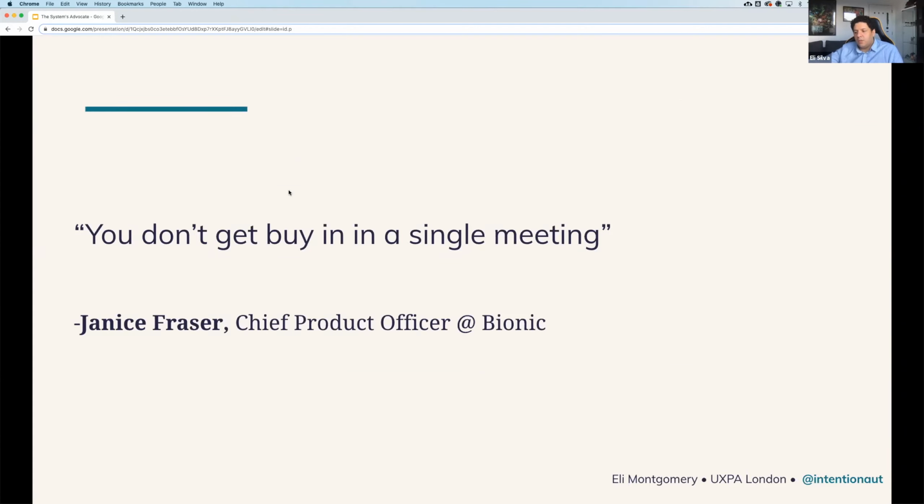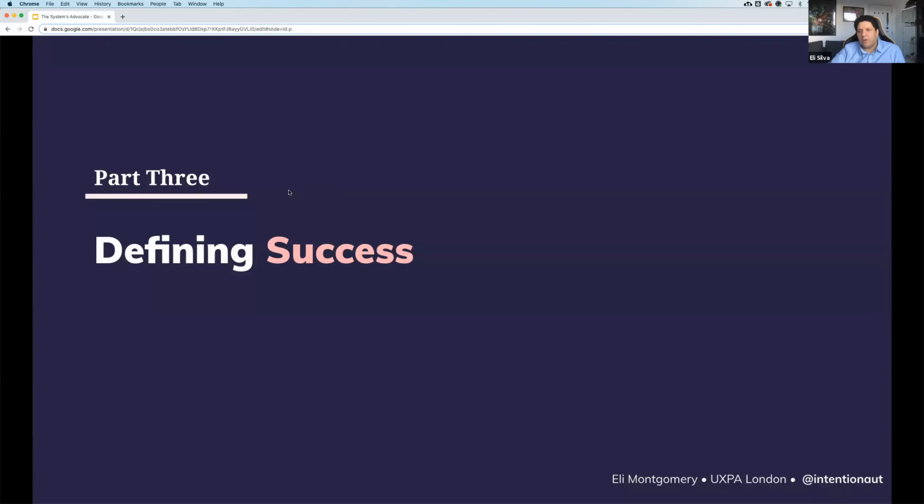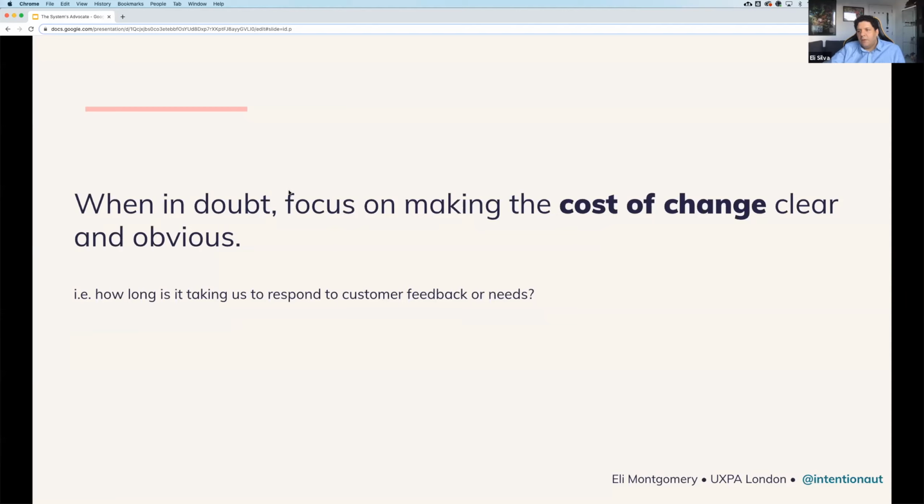And one of the things that we can do to improve our chances of success when trying to sell a design system is to really think about how you can create a shared understanding over time and really deepen the roots of that design system by casting a vision, which kind of takes us on to the next point, which is about defining success.